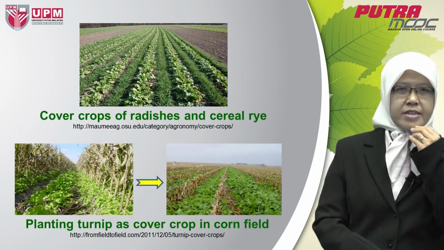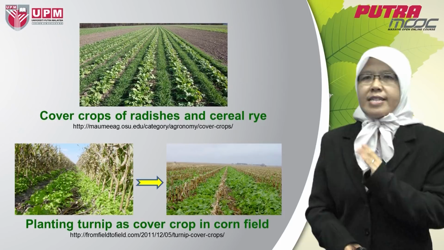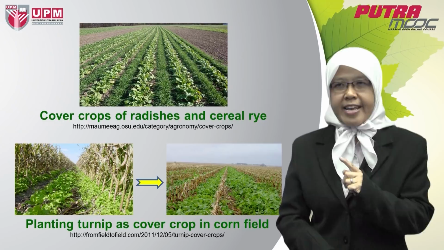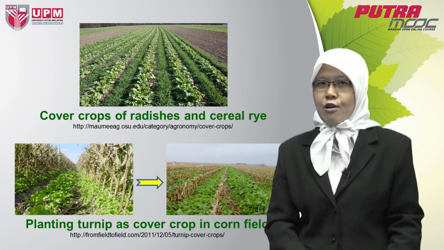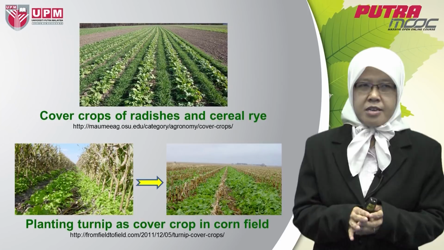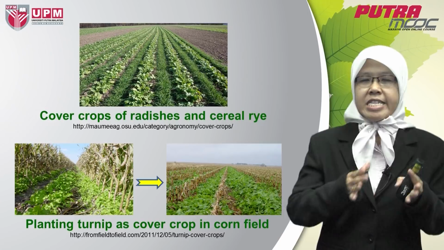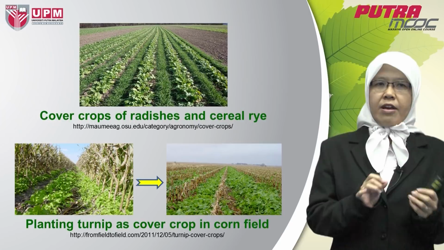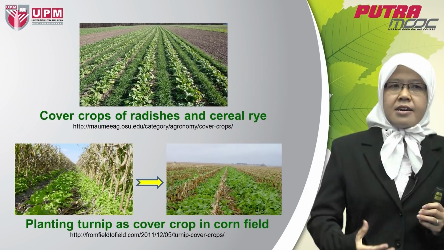Okay, and what is the difference between crop rotation, intercropping and cover crop? From the picture, you might say, oh, this is intercropping. The difference is, with intercropping, you may plant different types of crop at the same time. However, for the cover crop, what is usually practiced is they will plant the main crop first.